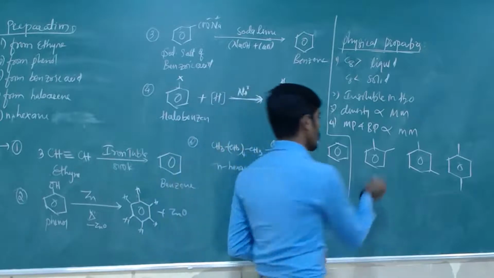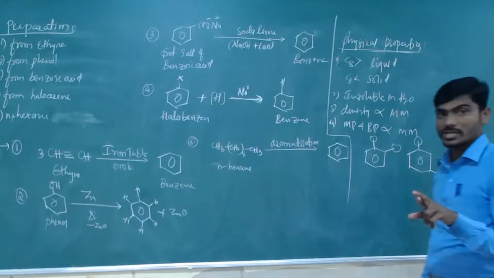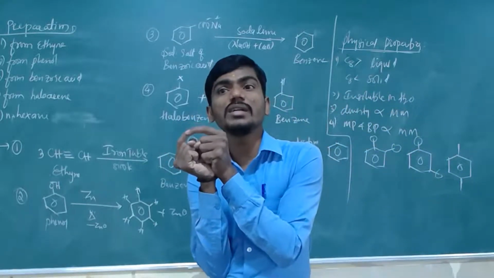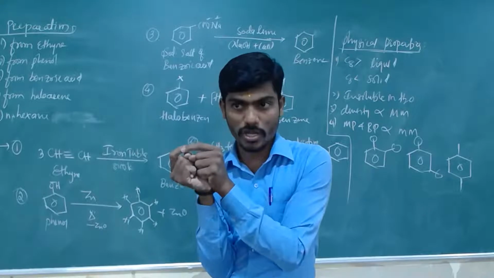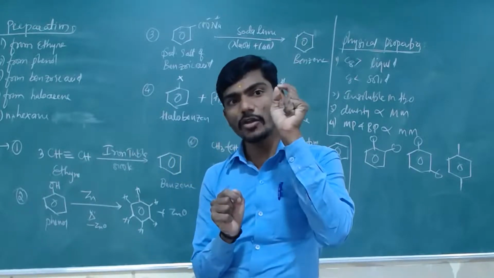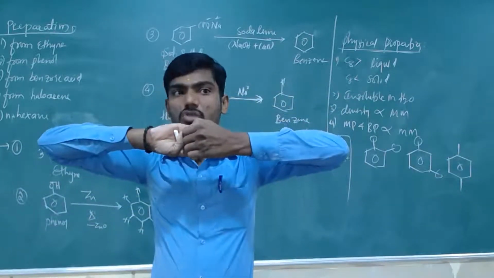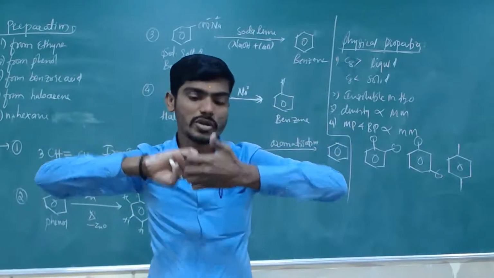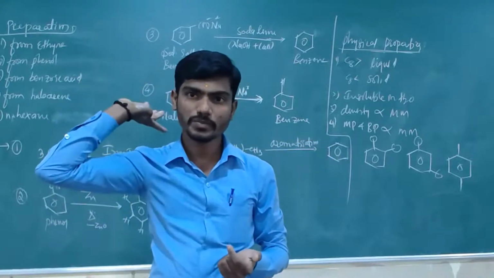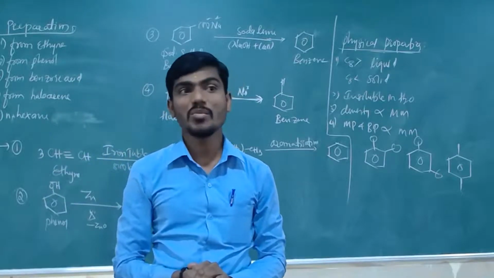That depends upon the groups present. If neighboring groups have a tendency to form intramolecular hydrogen bonding, there is inter and intramolecular hydrogen bonding. If hydrogen bonding is present, two molecules are held with a strong force of attraction. Therefore, as the bond strength increases, melting point and boiling point increase.